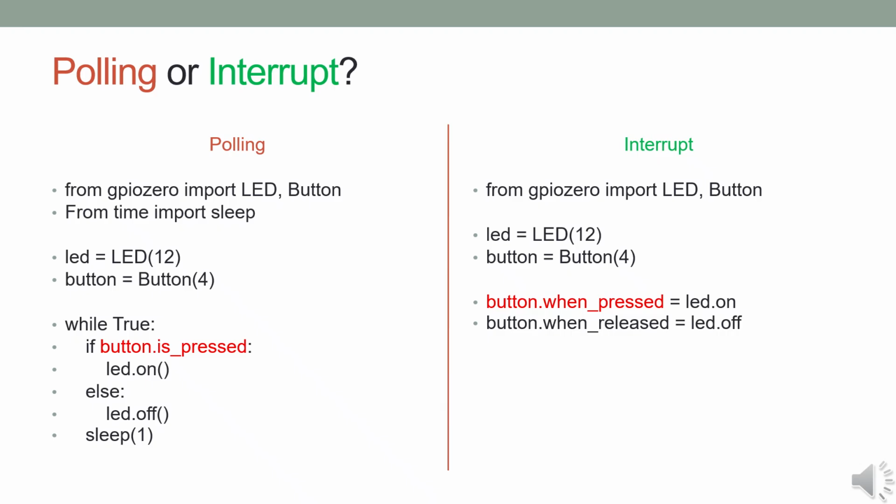The interrupt method, as shown in the second example, works in a completely different way. Instead of continuously checking the button, the program sets up event handlers that tell the Raspberry Pi to automatically run a specific function when the button is pressed or released. For instance, button.when_pressed = led.on turns the LED on the moment the button is pressed, and button.when_released = led.off turns it off the moment the button is released. With interrupts, the CPU is free to perform other tasks or remain idle until an event actually occurs. This makes interrupts much more efficient as they eliminate unnecessary looping, and they provide a faster response because the event is handled immediately.